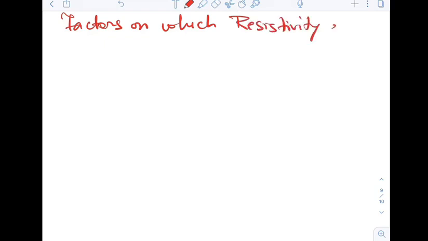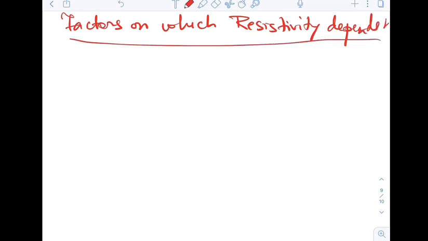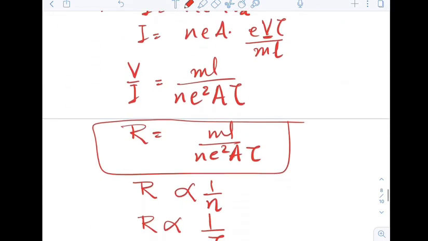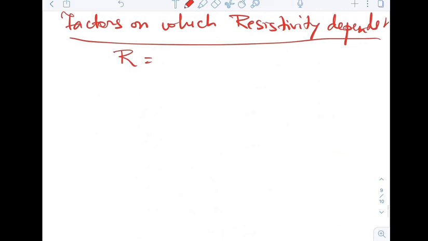Next let us see factors on which resistivity depends. Now resistivity, until now we knew that was constant, but let us see on which factors it depends. So from the previous equation, if it comes for 2 marks or 3 marks, you have to start from this point, okay, from Vd, and then R is equal to this, and then move forward. But because we have built it earlier, so we will directly start from m L upon n e square A tau.